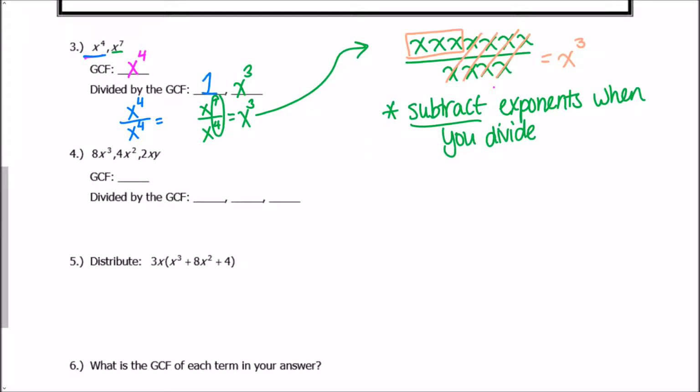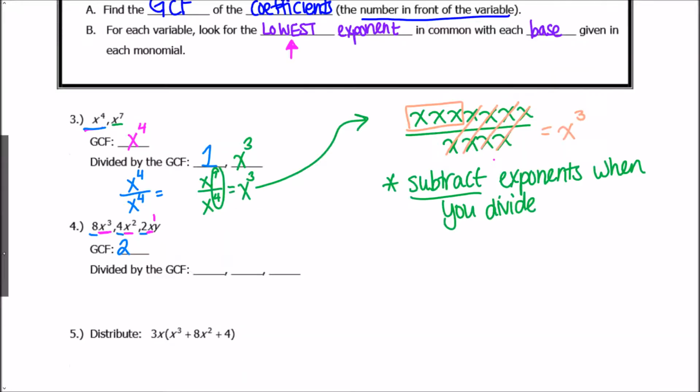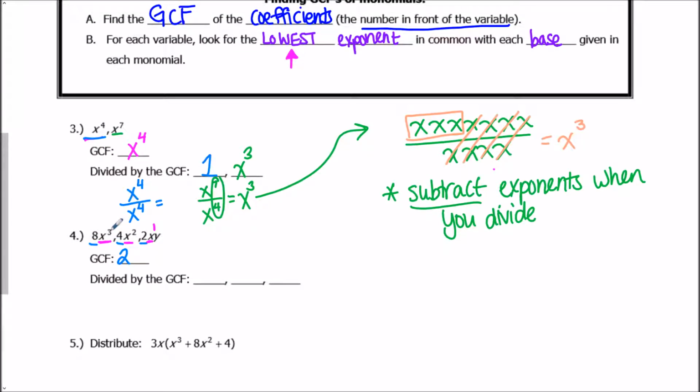So for question number 4, the first thing I'm going to do is look at my coefficients. So my coefficients are 8, 4, and 2. And the greatest common factor of 8, 4, and 2, the biggest number you can divide 8, 4, and 2 by is 2. So I'm going to have 2 right here. Okay? Then I'm going to look at each of my bases. So I've got x to the power of 3, x to the power of 2, and just x right here. And this has an invisible 1. And like we said, we're going to look for the lowest exponent. So if we have a 3, a 2, and a 1, the lowest exponent that we have is a 1. So it'll be 2x to the power of 1.